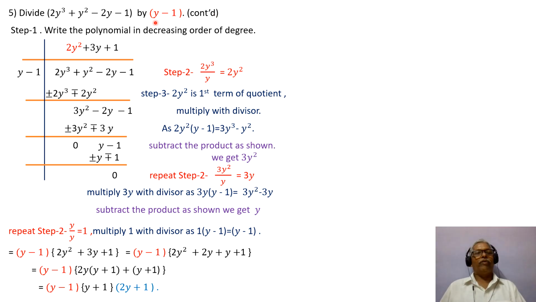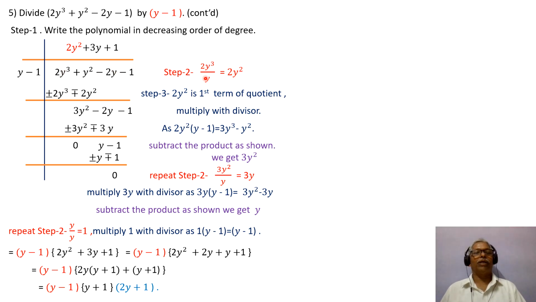For this, we should have at least one factor, and here we have found it by the factor theorem. So y minus 1 is one of the factors. Now we proceed in this way. Step 1, write the polynomial in decreasing order of degree. So it is already there, so you have written it. Don't waste time in writing this statement. If you write, it will definitely impress the examiner, but don't waste time; only if time permits, then write it. So this is here, and y minus 1.